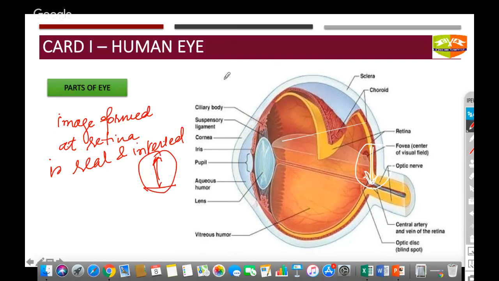Because any image formed on the retina is converted into optical impulses. So you look here, on the retina we have light sensitive cells, and these cells are of two types. If I discuss the composition of the retina, it is made of two different cells. The first type of cells is known as rods, and the second type of cells is known as cones.